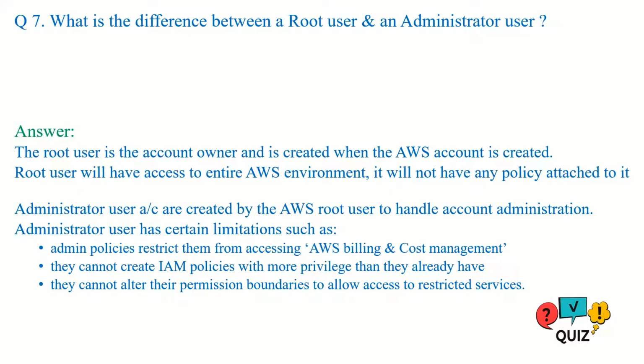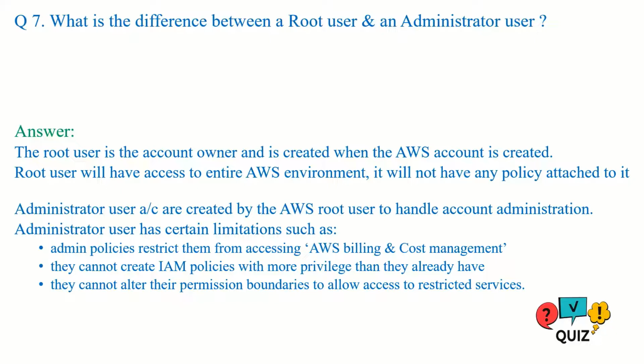It will not have any policies attached to it. This we have just learned. At the same time, AWS administrator users are created by the AWS root user to handle account administration tasks. So an administrator user has certain limitations, such as admin policies restrict them from accessing AWS billing and cost management. So being an administrator user, you cannot go and check the billing. What is the billing? How much bill has been generated? That you cannot see. And an admin user cannot create IAM policies with more privileges than they already have.